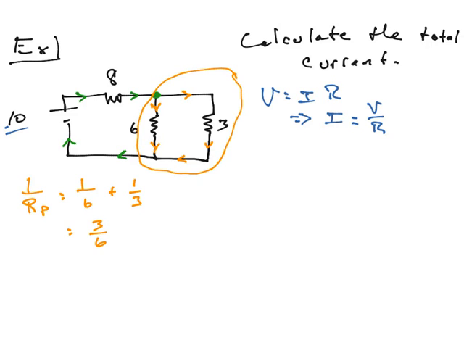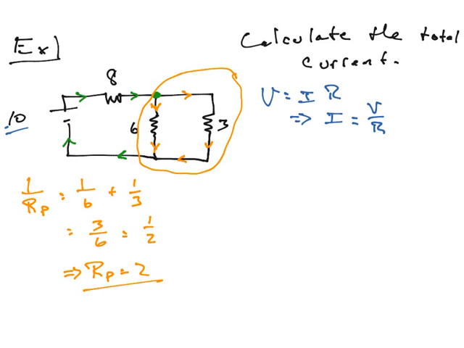That gives me 3 over 6, which is 1/2. Of course, that tells me R parallel is 2. Now, how does this help? Well, if you remember, I talked about equivalent circuits before. I forget if it was this video or the previous video, but I said something about you can combine them and create these equivalent circuits. That's what we're going to do here.